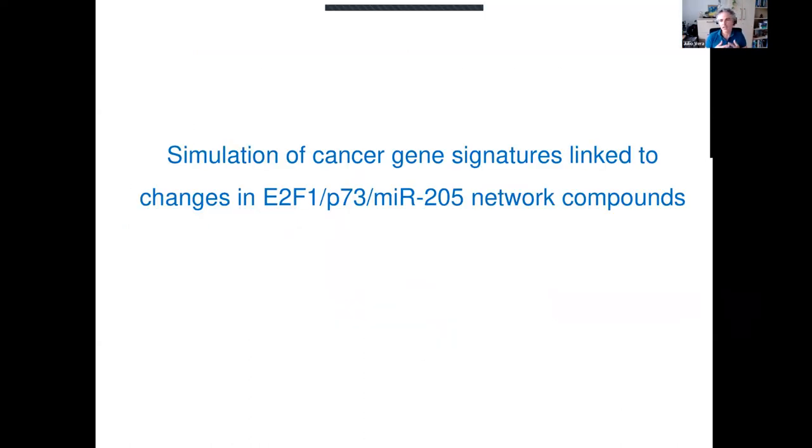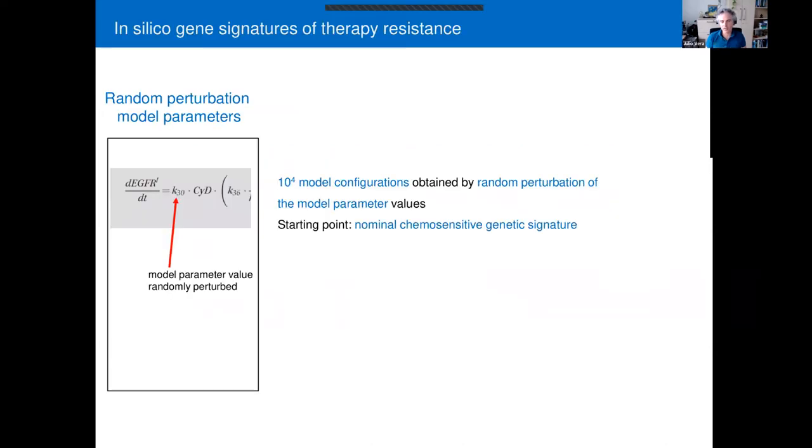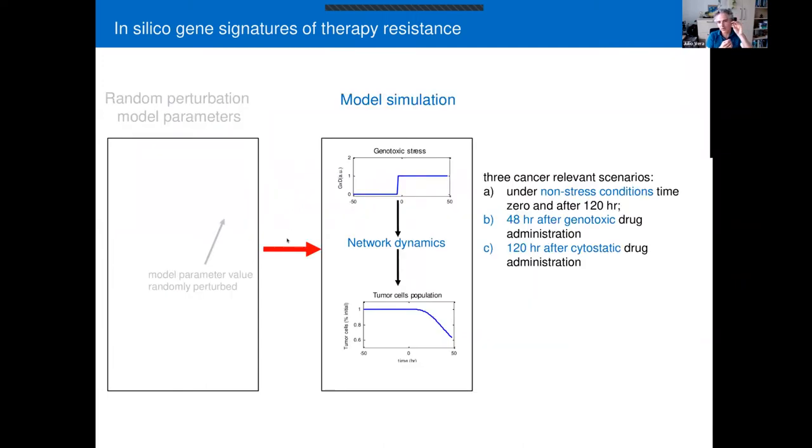So then our idea was to use this model to simulate or to generate in silico signatures explaining how E2F can induce chemotherapy resistance. So how did we do this? Essentially, we have our computational model. We systematically perturb the values of the model parameters. As you see, we make a large amount of simulations here. So for each one of these perturbations in the values of the model parameters, we perform a number of simulations.